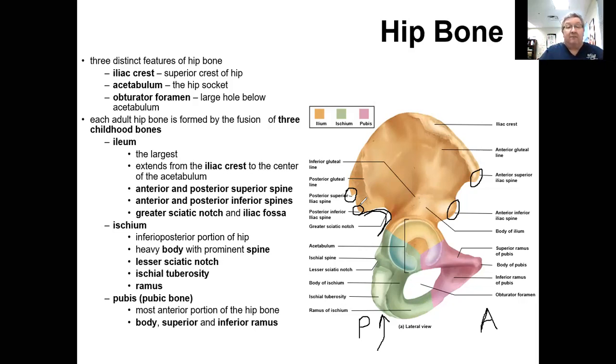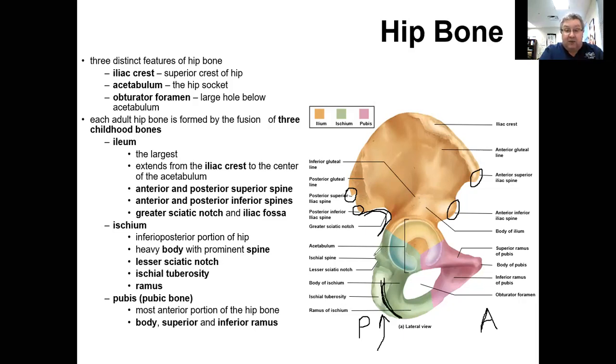And again, right under the PIIS is the greater sciatic notch. And we have SOS. Yes, that is true. On the ischium, the important part of the ischium that you're going to need to know is, of course, the ischial tuberosity. That's that rough area here on the posterior side.